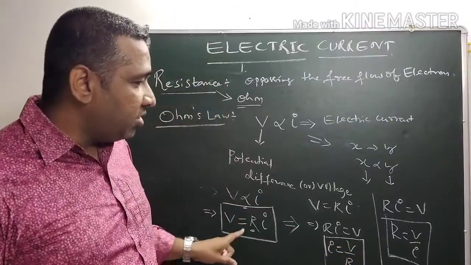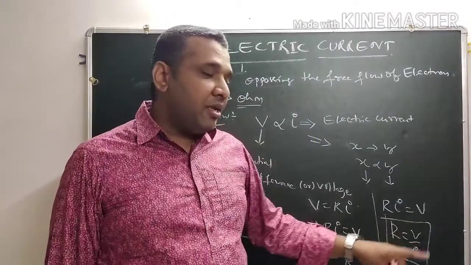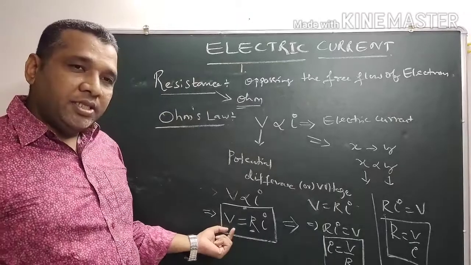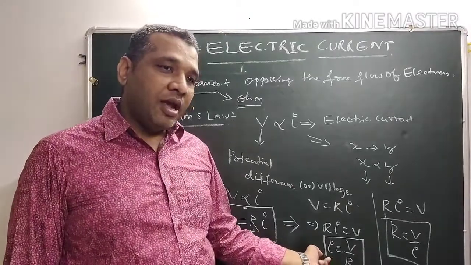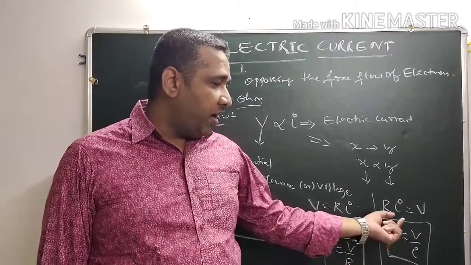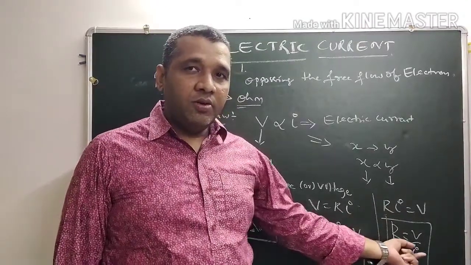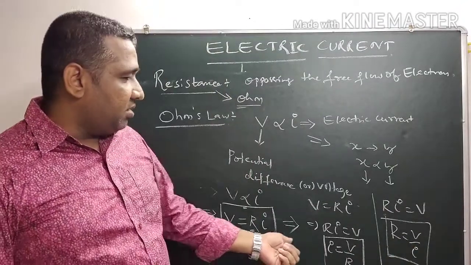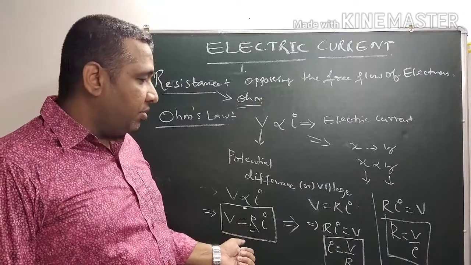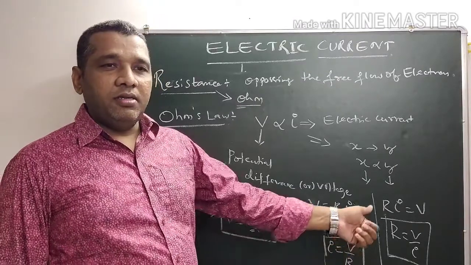So from this relation, we have got three equations. To find the voltage, V is equal to RI; to find the electric current, I is equal to V by R; and to find the resistance, R is equal to V by I. So these are the three equations to find the voltage, electric current, and the resistance.